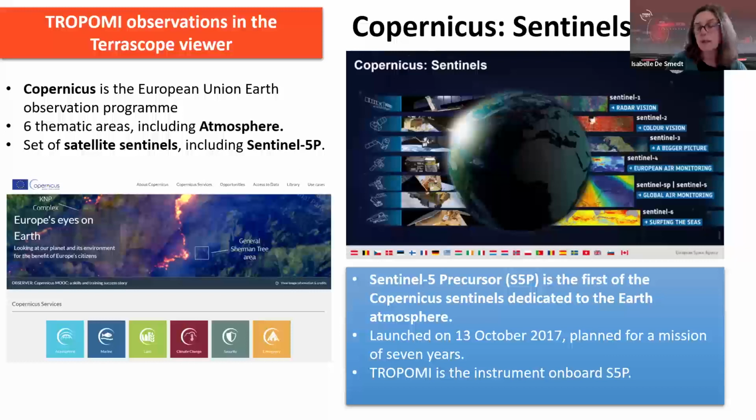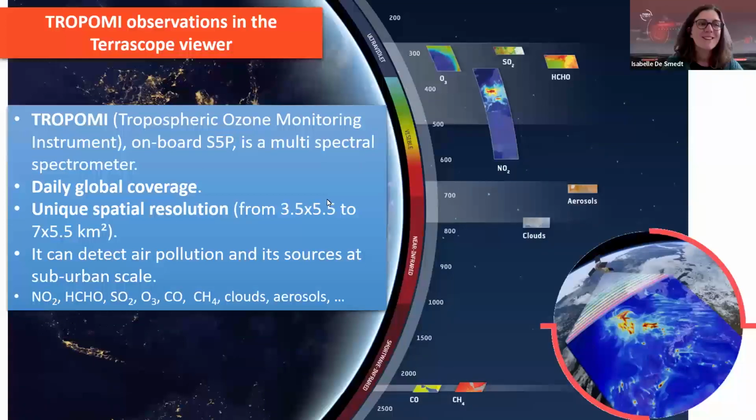TROPOMI is the only instrument on board the S5P satellite. It is a multispectral spectrometer that offers a daily global coverage of the Earth with a unique spatial resolution for this kind of instrument, so that it can measure air pollution and its sources at suburban scale.